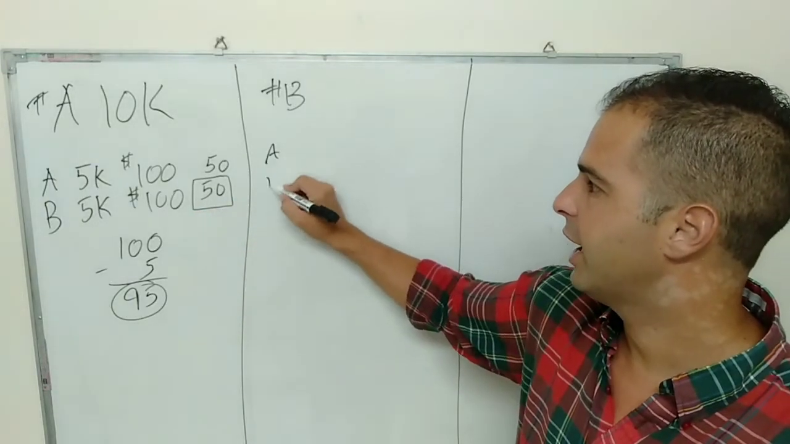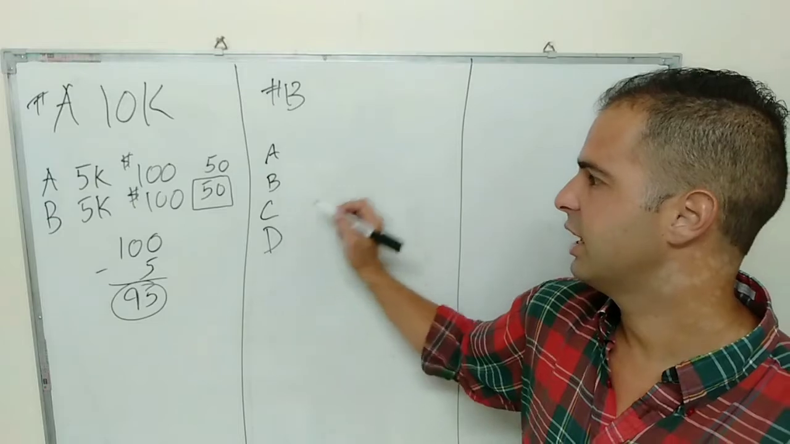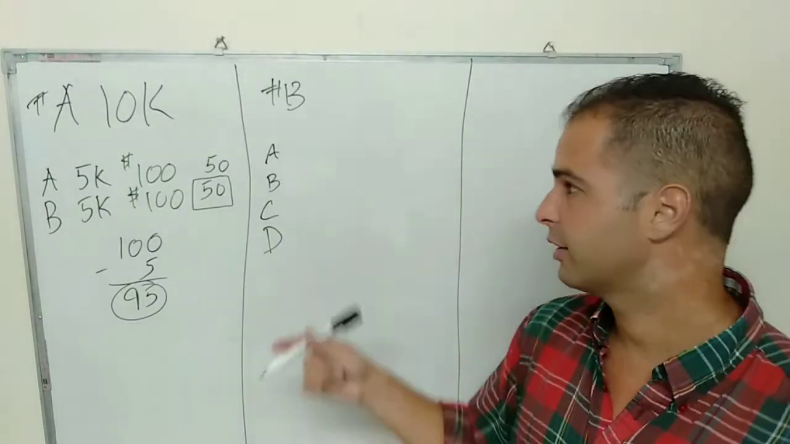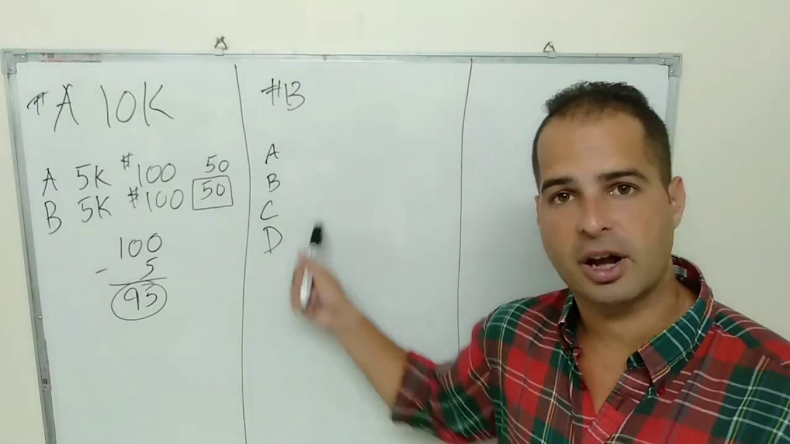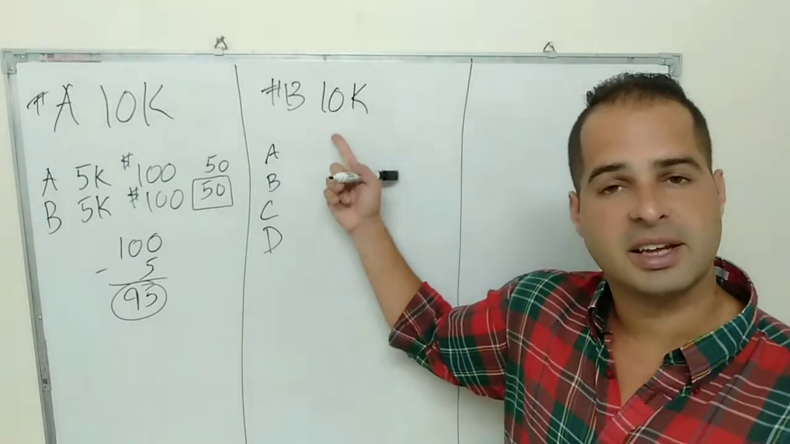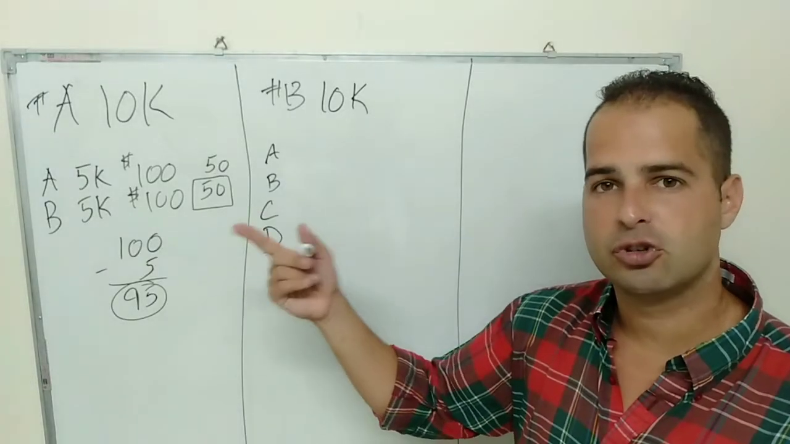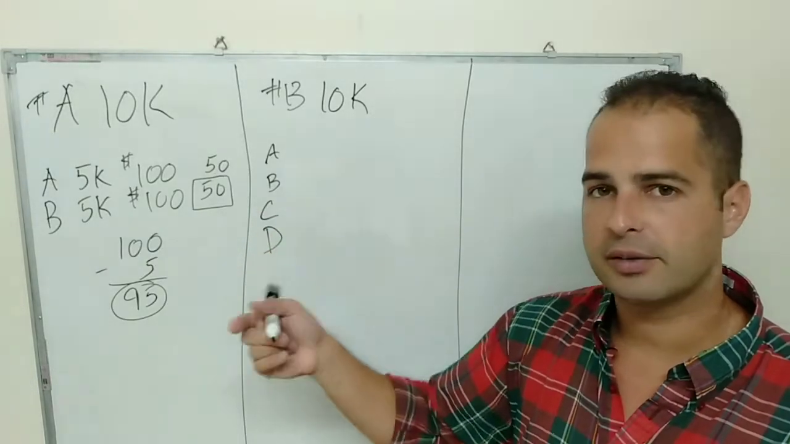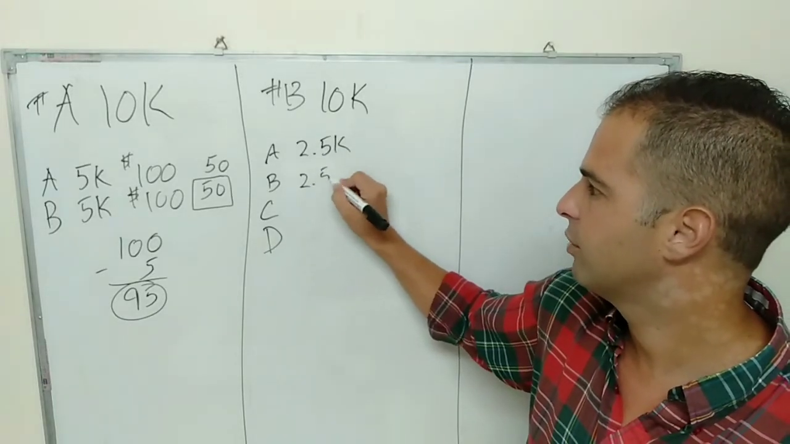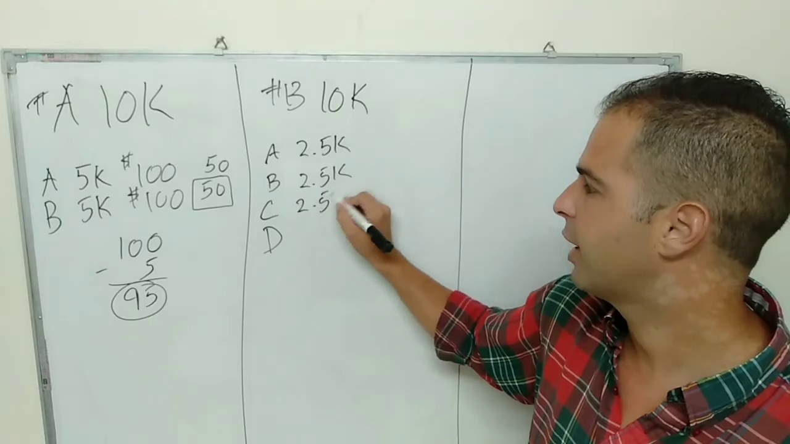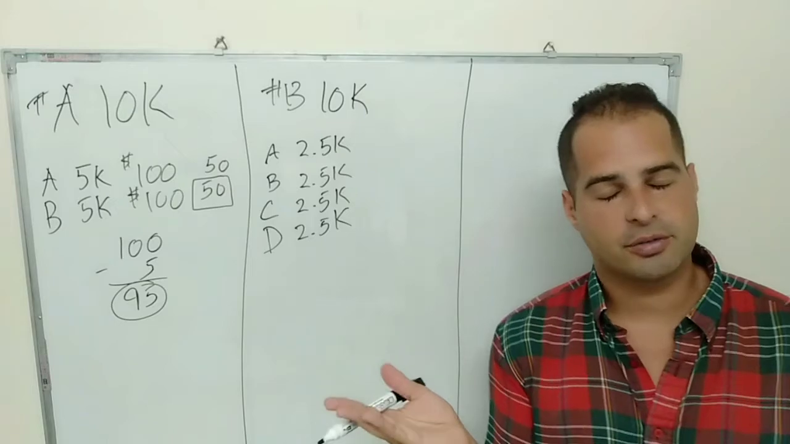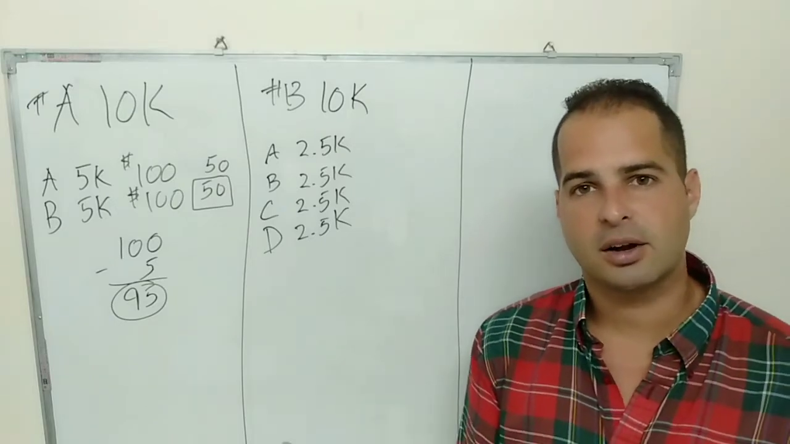Example B would be if we were to do this with 4 stocks. So let's say you have A, B, C, and D. Now, instead of being able to put 5K in, we've got to divide this by 4, because we have 4 stocks now instead of 2. And what is 10K divided by 4? Your answer should be $2,500. So $2,500 each. Now we've again spent our $10,000.